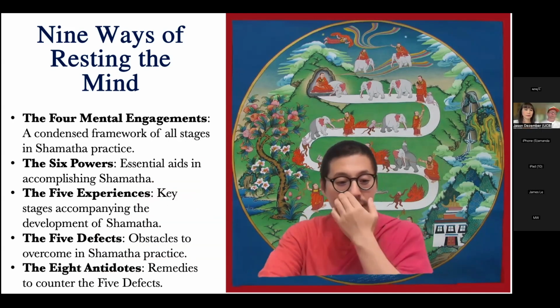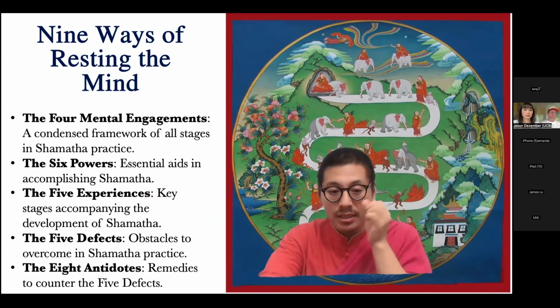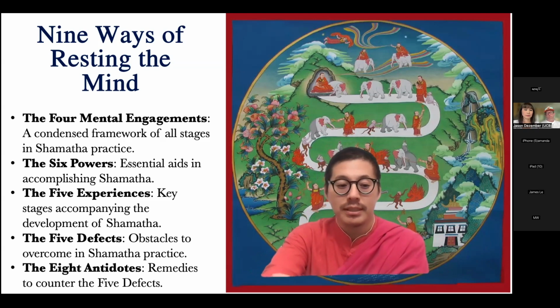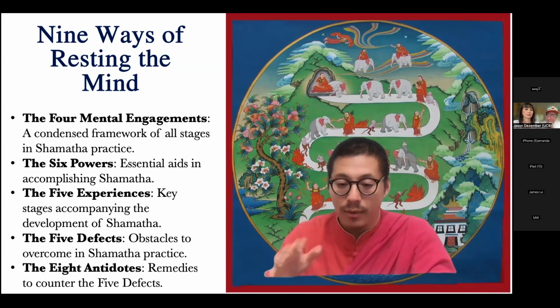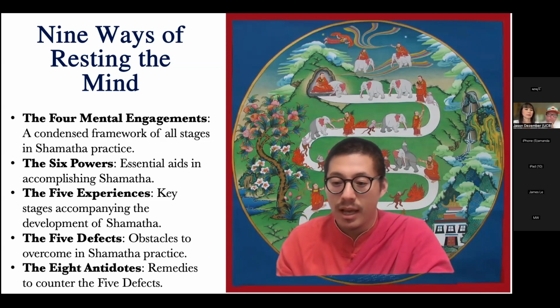and also the four mental engagements, the six powers, the five experiences, the five defects or faults, and the eight antidotes. These are the terms we have to be familiar with, because when I talk about shamatha, I'm going to mention these terms again and again.